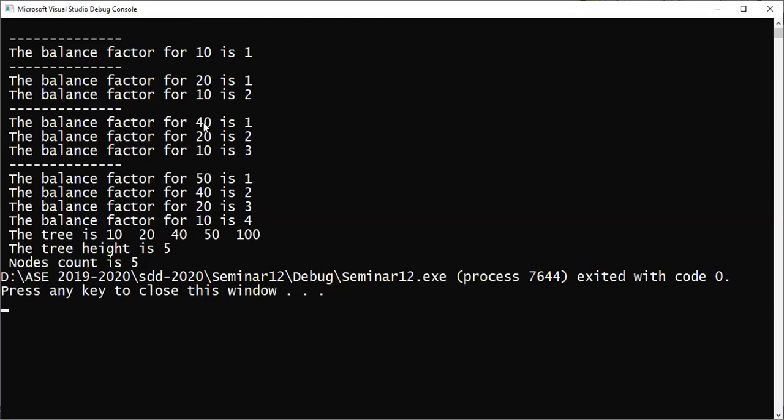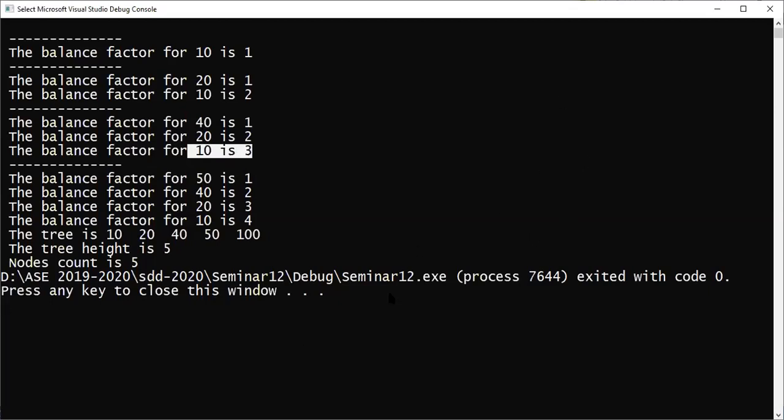Now we inserted 40. The balance factor for 40 is 1. The balance factor for 20 is 2. And now you see for 10 it is 3. This is the location where our tree has become unbalanced. Because like I said, in an AVL binary search tree, we accept values of either -1, 1, or 0, but here we have 1, 2, and 3.